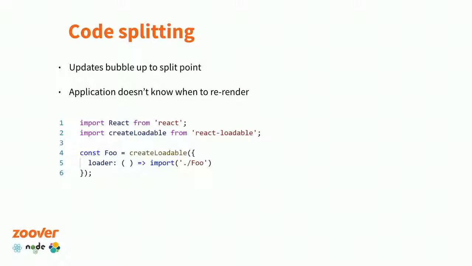The problem though with code splitting is that the updates will only bubble up to the split point. So if I define a split point in module B for module C, and I import module B and module A, I hope you can still keep track, the update never gets to module A, and we don't know how to re-render. And just to give you an example, this is how code splitting looks in the context of a React application. We're using a helper library here, React Loadable, to create a lazily loaded component. And the important part is on line 5, where we have the dynamic import statement that imports the module on demand.